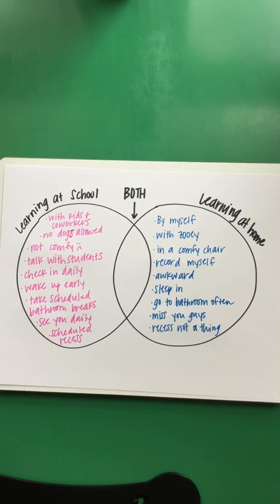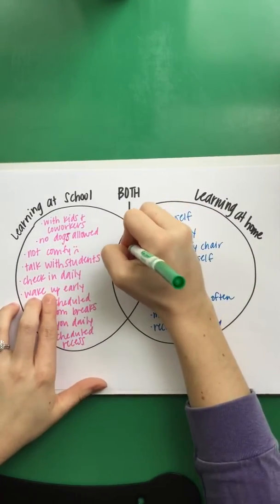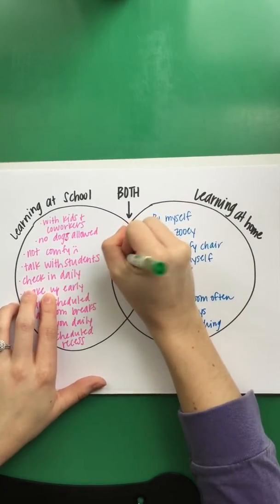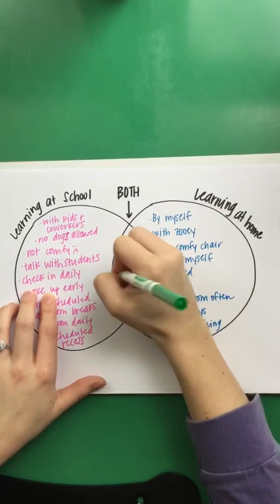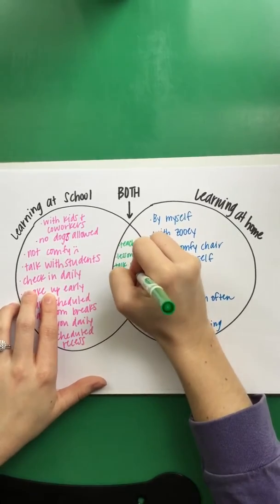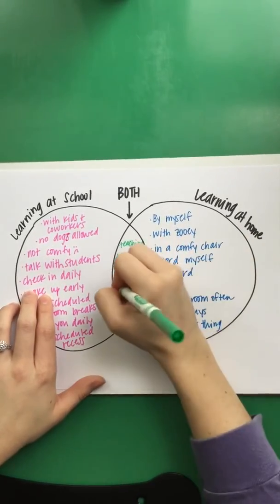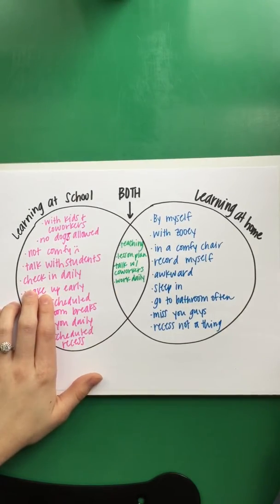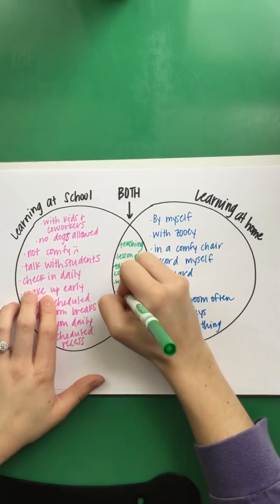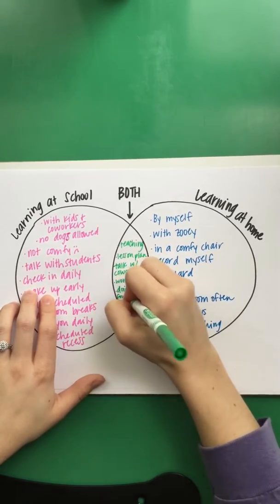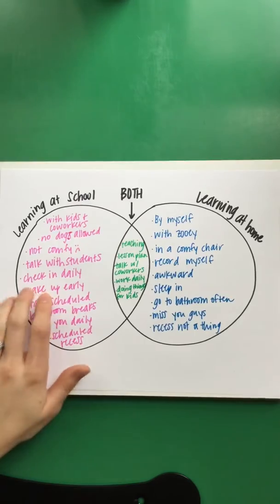And then some things that I could put in the middle are, I'm still teaching, whether I'm at school or at home. I still have to lesson plan. I still talk with my coworkers, only now it's through Zoom. I work daily. Still doing things for kids. And so if I had more room, I could keep going, but hopefully you get the picture.